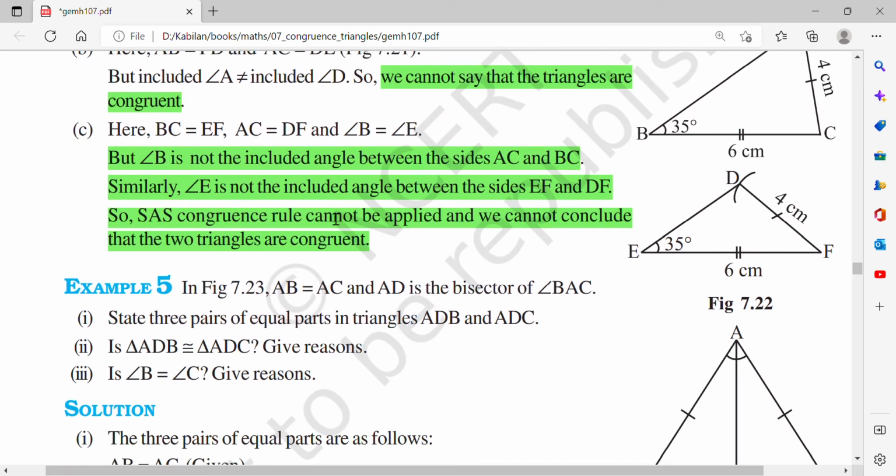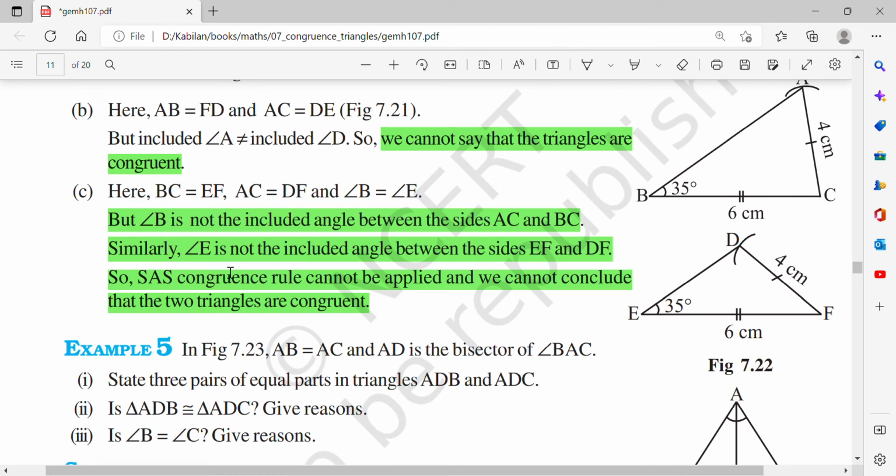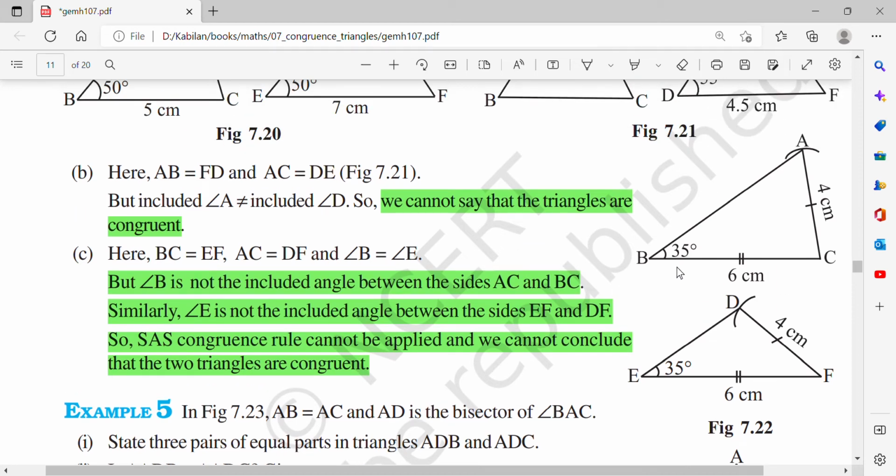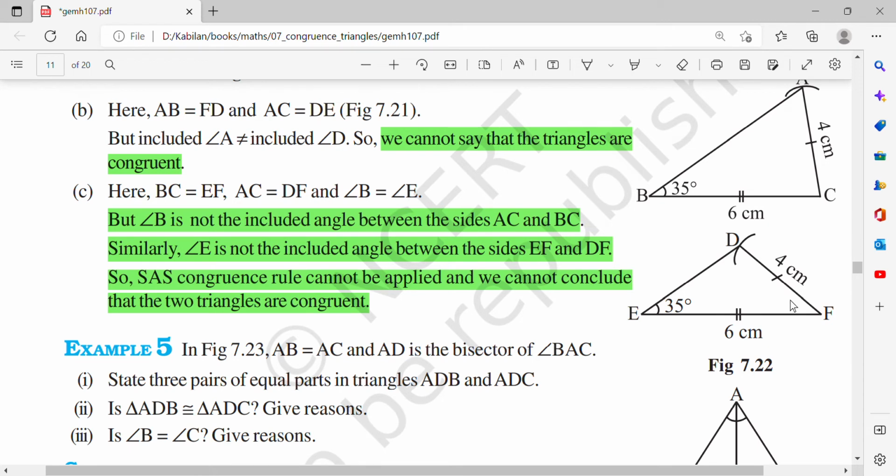And the third one, here you see angle B is not included between AC and BC. See, these two sides AC and BC are given, and an angle should be in between these two sides. So angle C should be given. SAS, side angle side, should come, but they have given this angle. Here also you see this side is given, and in between, this angle F should be given, but they have given this angle. So we cannot conclude this is SAS congruency.